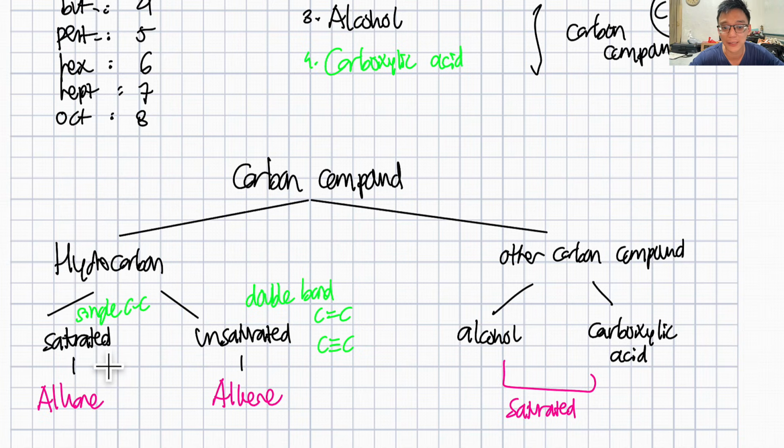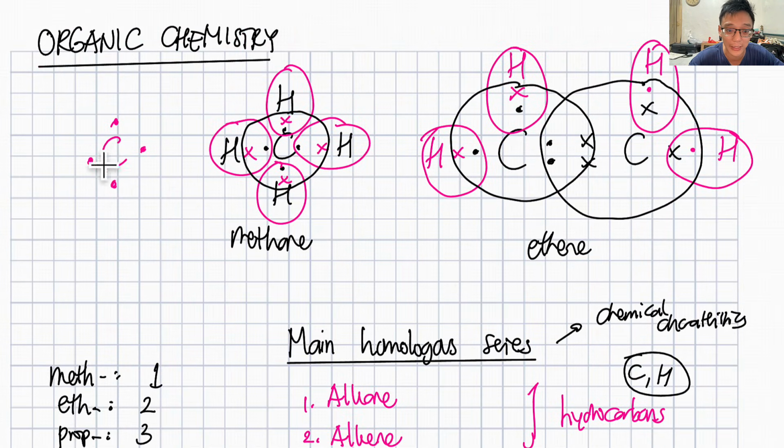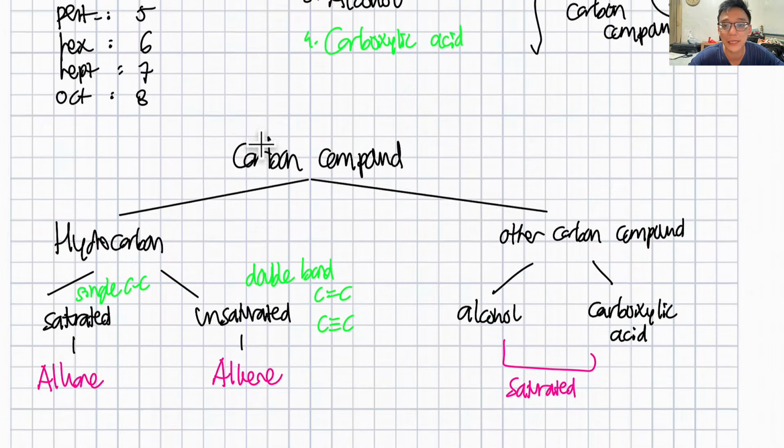Saturated means that it can no longer be added with hydrogen. It means it's full of hands. One carbon must have 4 hands. Why 4 hands? Because one carbon only has 4 valence electrons. If it has only single bonds, all the hands are full, so it does not have any possibility for the hands to be broken and added with something else. That's why it's called saturated. It's enough.